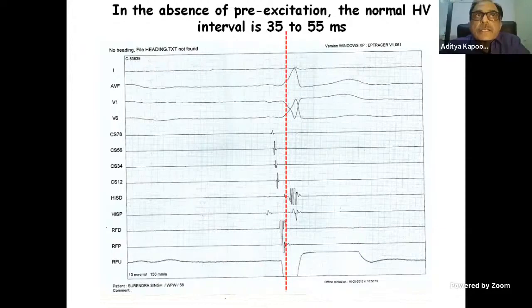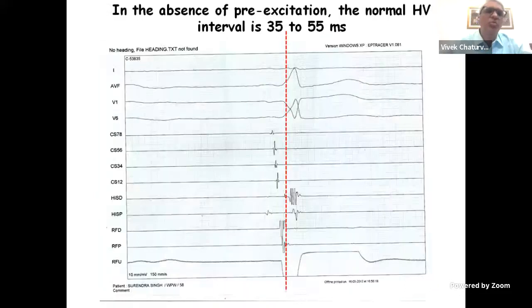So measure the AH, HV, the cycle length. These are the basic intervals, but you should always be able to measure the duration of the P wave, the difference between the RR intervals. So measure all these basic intervals and understand and remember where to measure them, right?